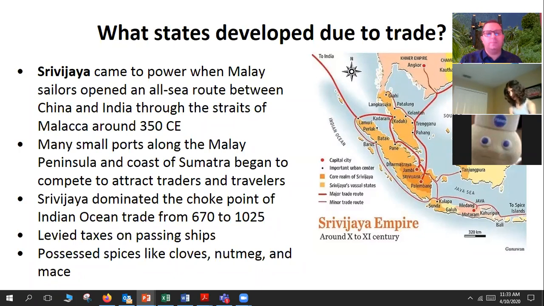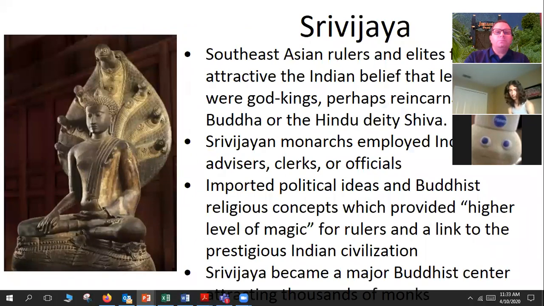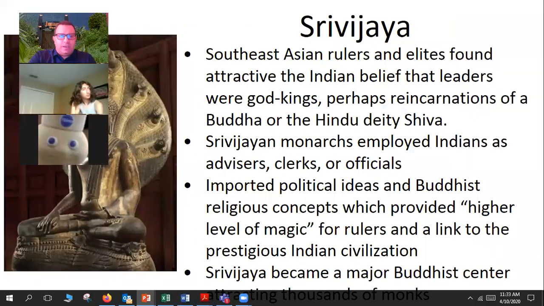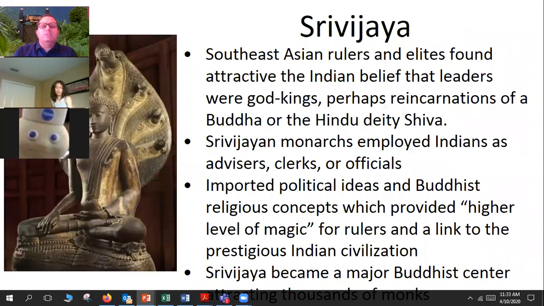What they're doing, obviously, is levying taxes on the ships that come through here, which means they are all making a great deal of money. As such, many of these leaders become extremely wealthy. And they do end up attracting a lot of Indian rulers, again, Indian here meaning somebody from India. In fact, they actually believe that many of the Indians that come there might be gods. Perhaps they are a reincarnation of the Buddha, or perhaps they are a Hindu deity named Shiva.